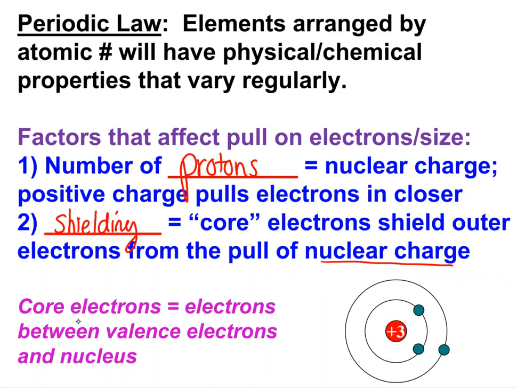Core electrons are electrons between the valence electrons and the nucleus. In other words, for this one out here, we always consider the ones on the outside. These two are what we consider core. So if the electrons on the outside, the valence electrons, are in the second energy level, then the core electrons are anything in the first. And if our valence electrons are in the third, then the first and the second are considered core.